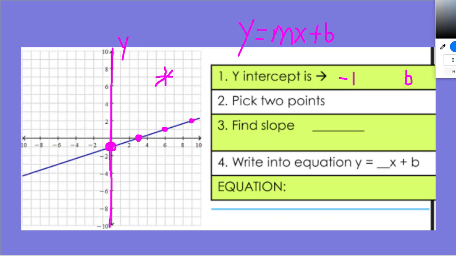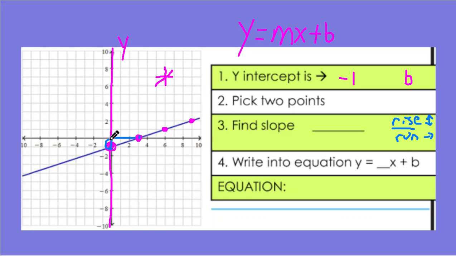Okay, so now I'm going to find my slope, which remember is my rise over my run. Rise over run. So remember the rise, like the sun rises, it's how many up or down. And the run is how many over. So I'm going to start with my y-intercept, and I'm going to go to the next point I see. So if I start with my y-intercept, how many up do I have to go? And how many over do I have to go?